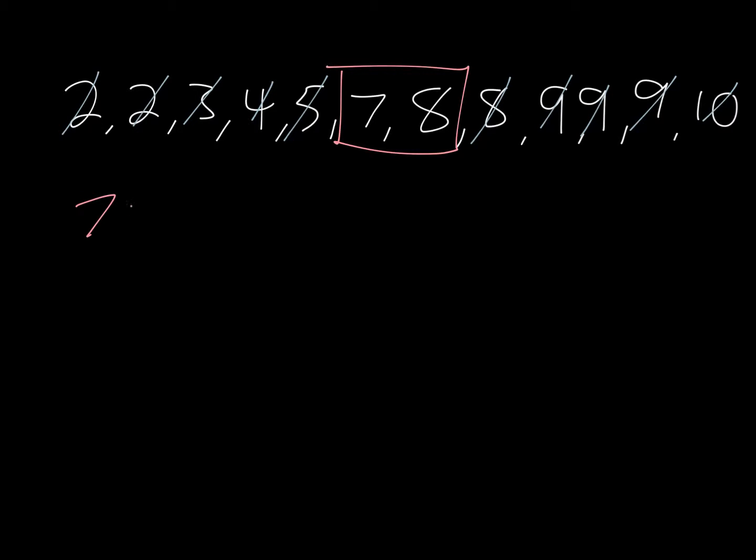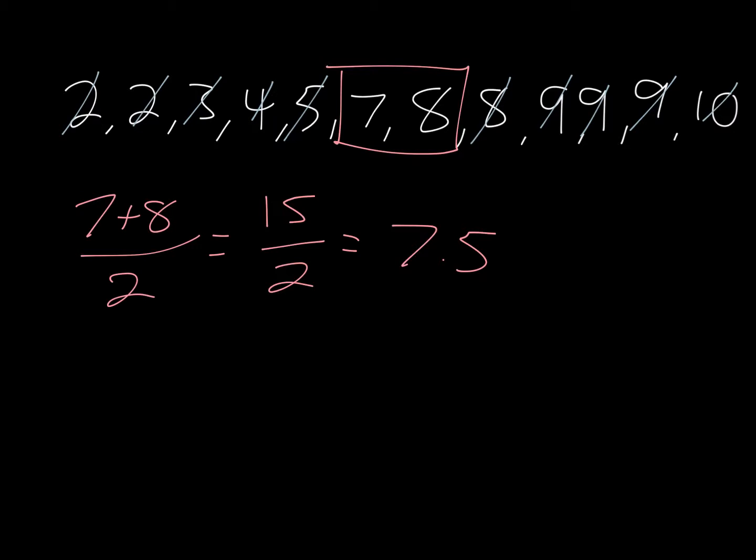So this just becomes 7 plus 8 divided by 2, 15 divided by 2. 15 divided by 2 is 7 5/10. So that is the median. So the median is 7 5/10. So that's how you do it with an even number of data points.